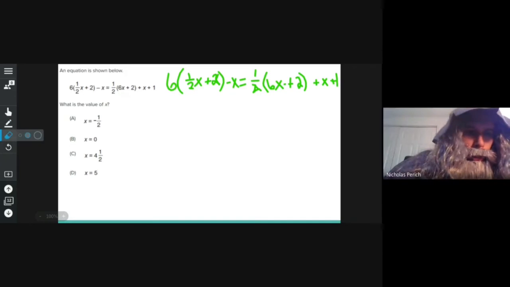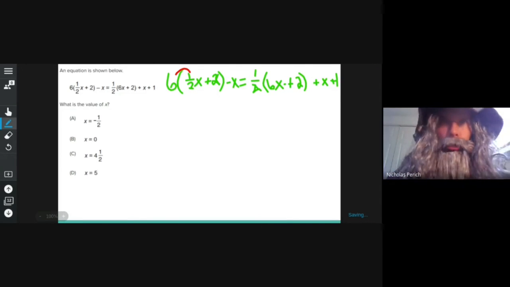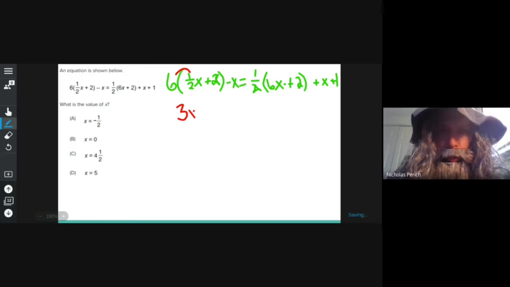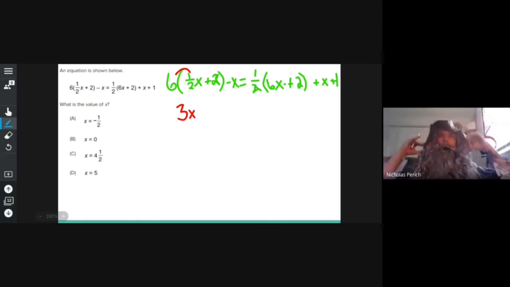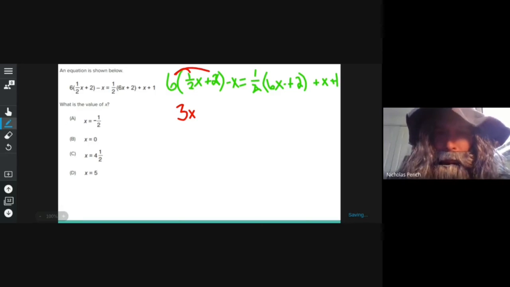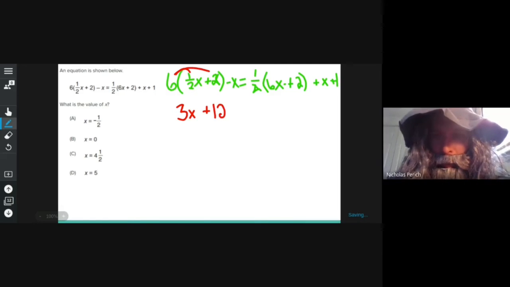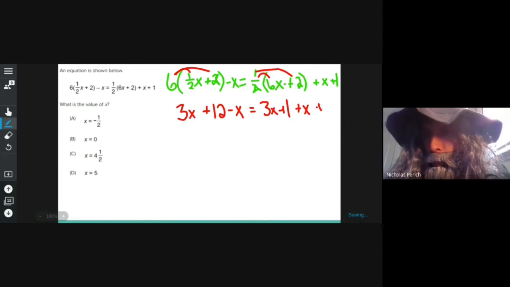Let's first cast 6 into both and distribute the 6 to 1/2 x. So I have 6 times 1/2 is 3x. 3x's? Sounds like my cousin Nicholas's dating history. If only you knew how wildly true that was. Plus 12 minus x equals, it appears I distribute yet again. 1/2 times 6x is 3x. 1/2 times 2 is plus 1, plus x plus 1.